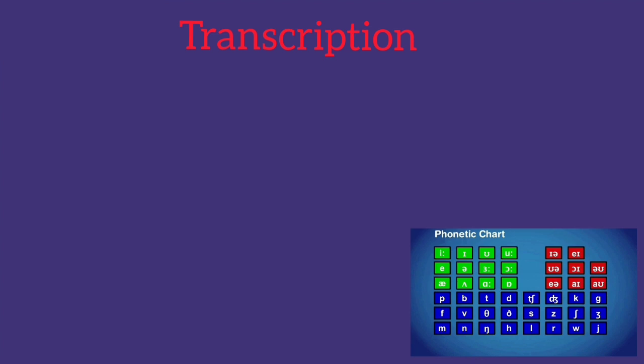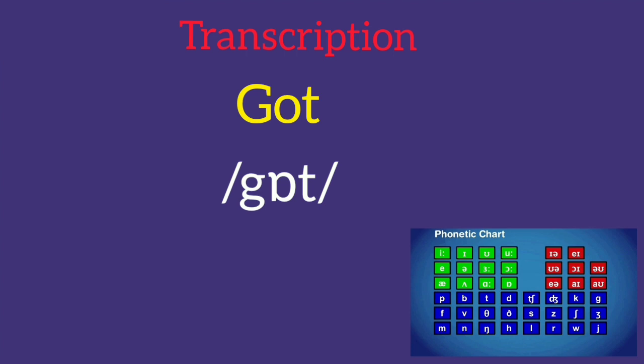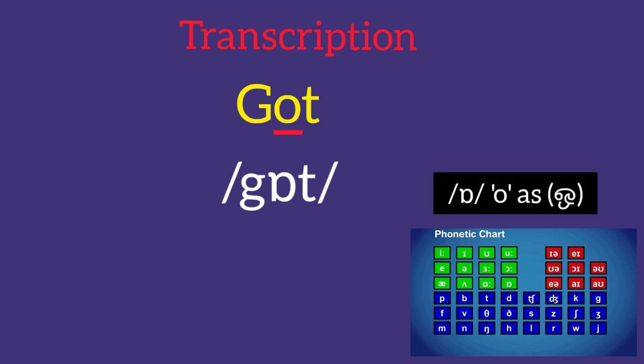Next, the answer for got is slash g a t slash. As the letter O in the word got matches with the vowel O. Since the letter O produces O sound, its transcription is slash g a t slash.